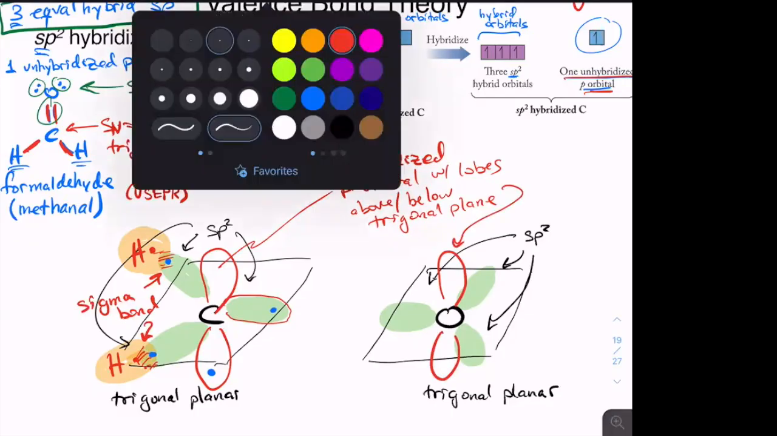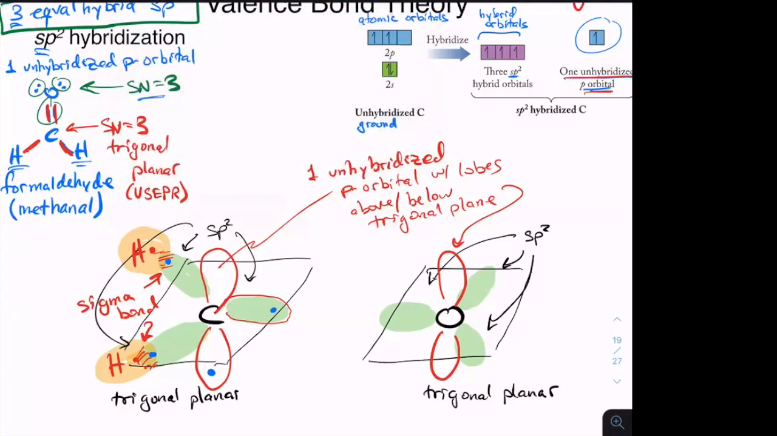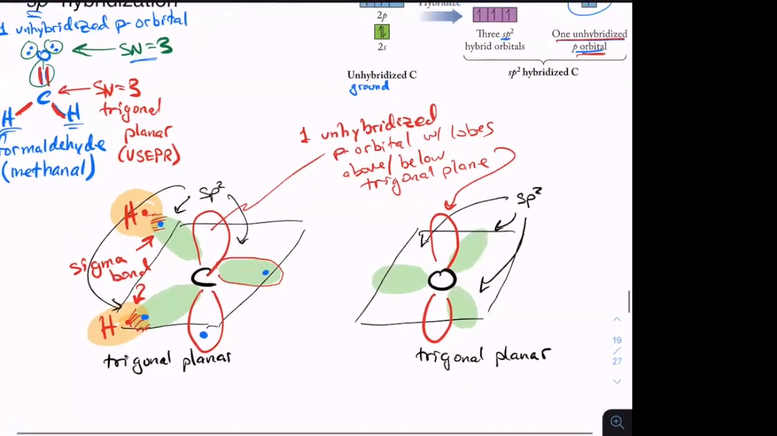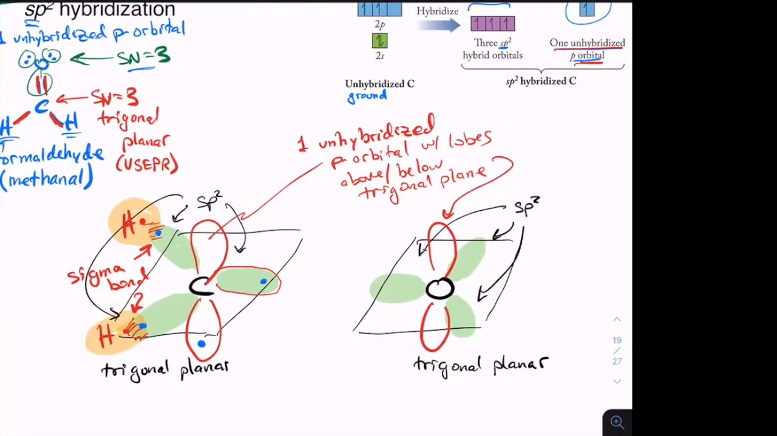Now I didn't show you what oxygen looks like in the ground state, but you should know what it looks like. But let's go ahead and draw it. So oxygen in the ground state is 1s2, 2s2, 2p4. And we only care about the valence electrons, right? So we're going to have 2s2, and then for 2p4, it will be this.